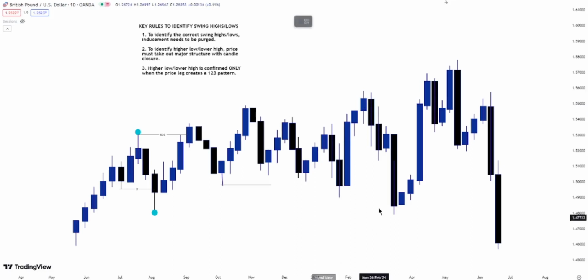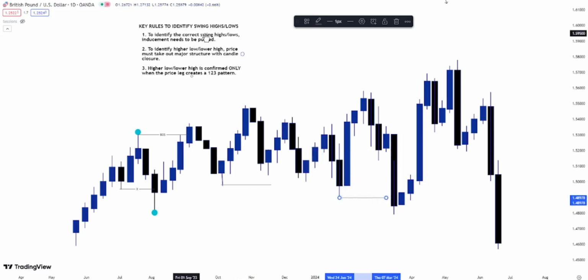All right? To fulfill rule number 1. So this serves as your inducement now. Once rule number 1 is fulfilled, which is this inducement taken out, now you can confirm this high as a major structure high. Simple. Okay? Major structure high. And remember, this is your low, this is your high.